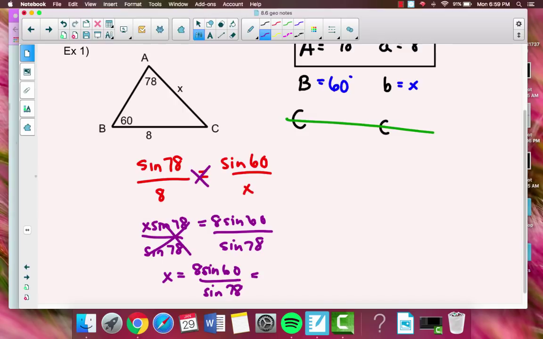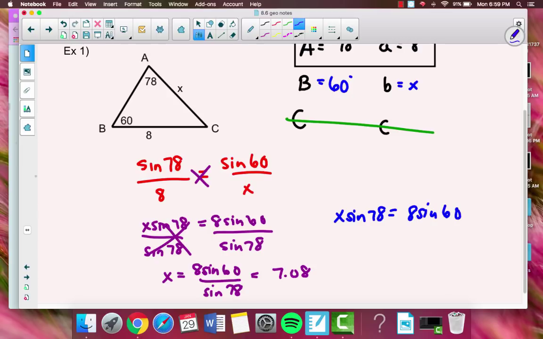And you should get, let's see, 8 sine of 60. Make sure your calculator is in degrees. Okay, divided by sine of 78, you're going to get roughly 7.08. Now, if you don't know how to do that, or like I said, if you have trouble typing it into your calculator, you can always go back and change everything to decimals.